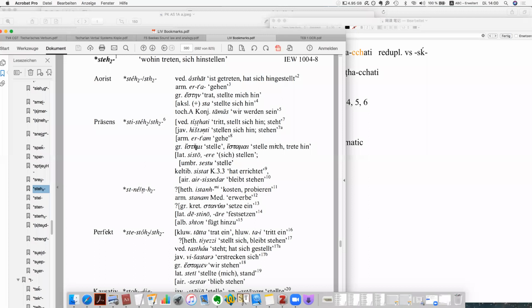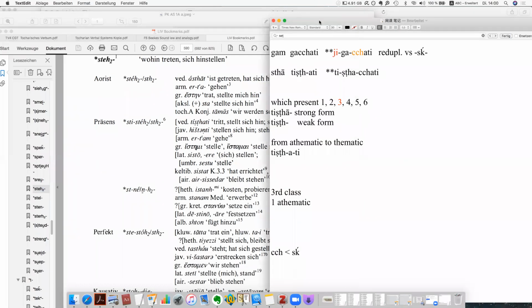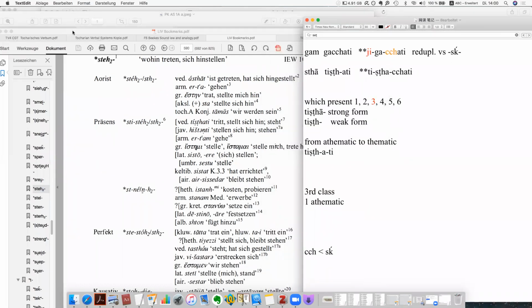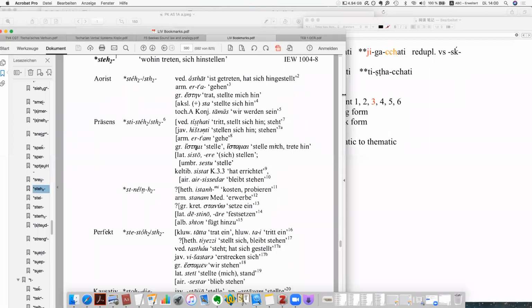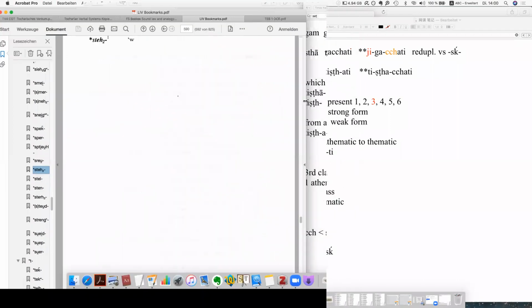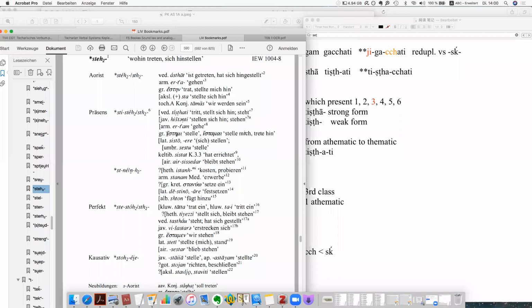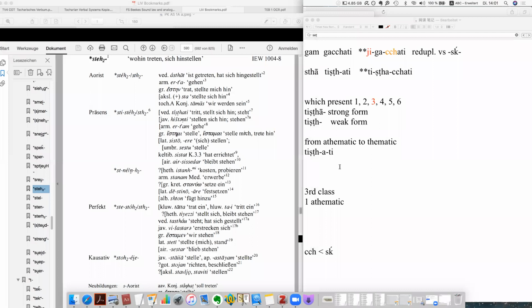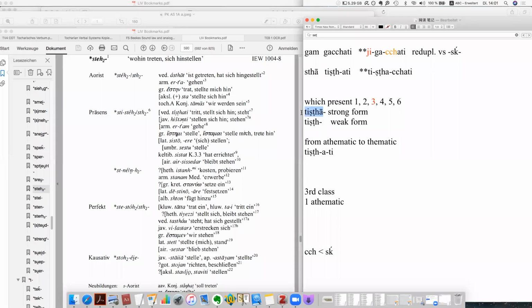So check the Greek form. The Greek form is called histemi. The third group is reduplication. So the Greek form is regular. It's called histemi, right? So for the Greek form, you just take this one and put a me after it. So it is pretty regular.